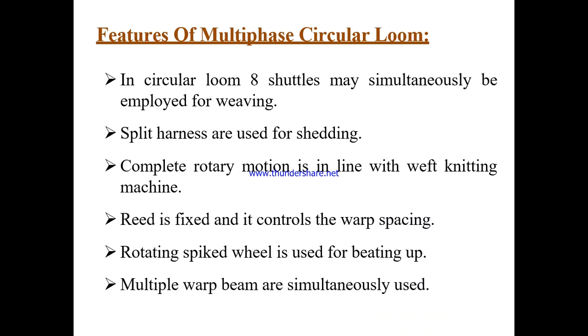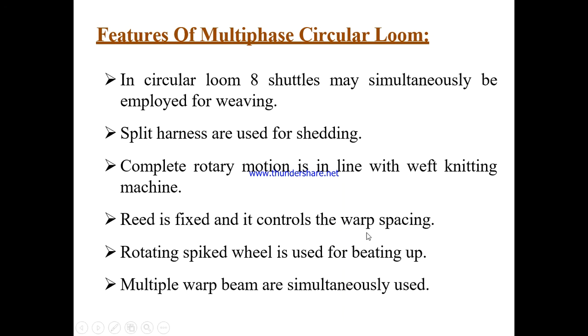So in a circular loom, 8 shuttles may be simultaneously employed for the weaving. Then 8 times productivity will be there. The split harnesses are used for the shedding. The split harnesses I have shown in the diagram. The complete rotary motion is in line with the weft knitting machine. So the rotary motion is just like the weft knitting machine. You will learn knitting technology in the next semester or the seventh semester. Then you can understand there is a similarity between weft knitting technology and circular multi-phase weaving.